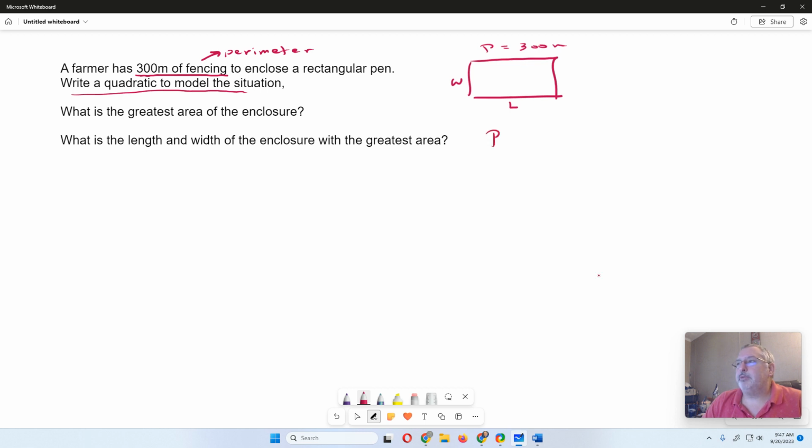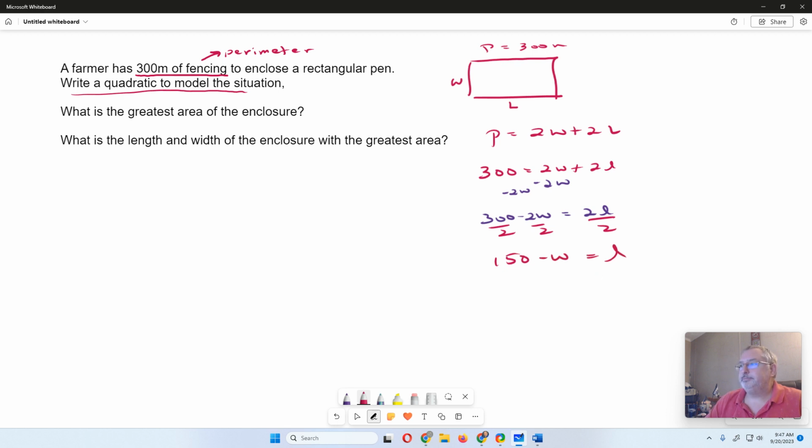So here's the situation. Perimeter equals 2w plus 2l. We're going to substitute what we know, which is that the perimeter is 300. And then our job is to solve for l. So we're going to subtract 2w from each side. That gives us 300 minus 2w equals 2l. And then if we divide by 2, we'll get 150 minus w equals l. And so there's our length and there's our width. We have our width, we know our length. Our length is now 150 minus w.